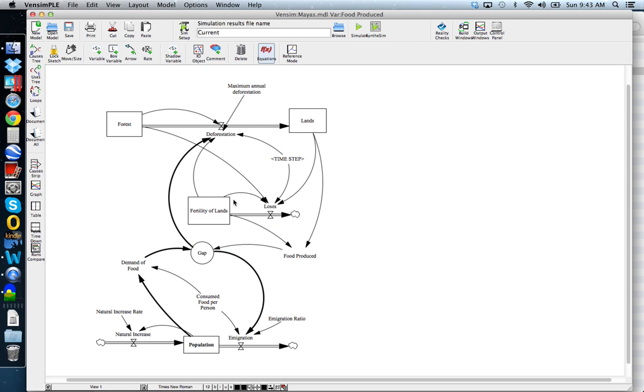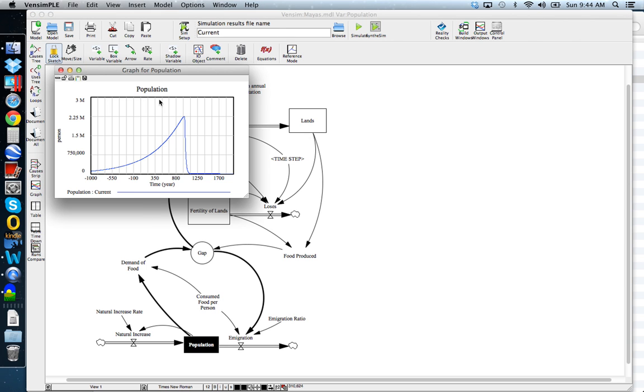And that affects deforestation. So forests get deforested to produce lands. Lands provide fertility that is lost over time, and the lands times the fertility of lands generates food. That food gets compared to the demand for food in this gap, which then drives migration, population, and that's how the feedback works. With the model set up, you can just run it and generate the graphs. So you can look at the population, and these are the graphs that we saw in the lecture.